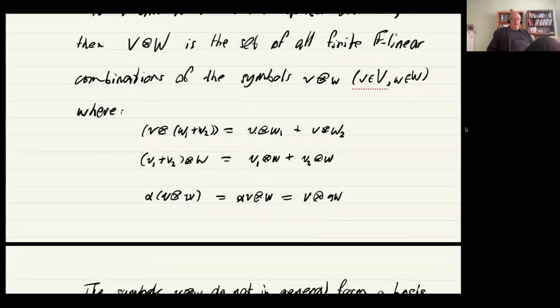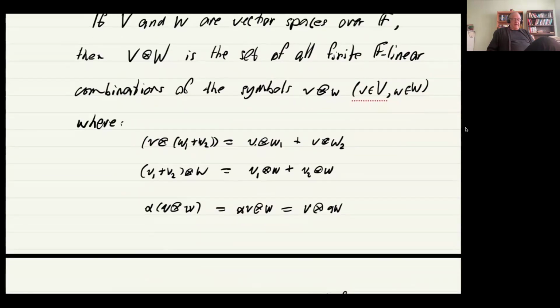So you can view this new vector space as a set of symbols like this, where v is in the first vector space and w is in the second. And we have some rules. The first 2 rules are just saying that you're distributive, additive in each term. And the third is the scalar operation. Okay. Now notice that alpha v tensor alpha w will be alpha squared v tensor w.